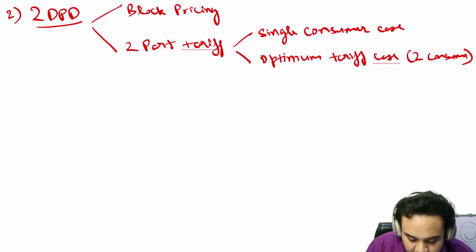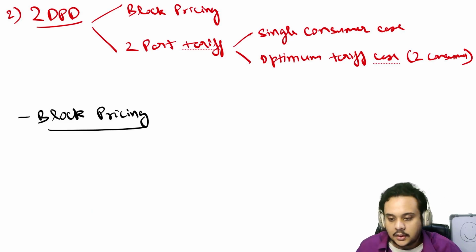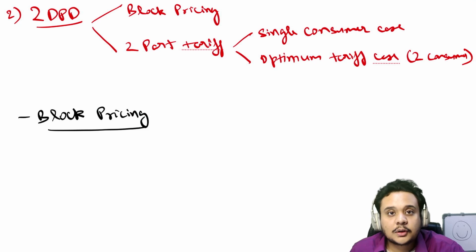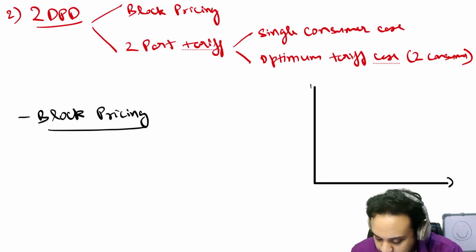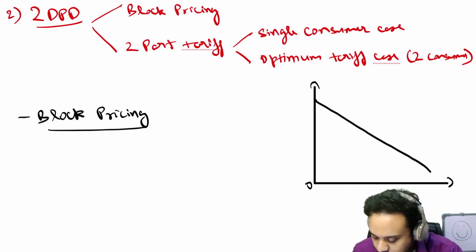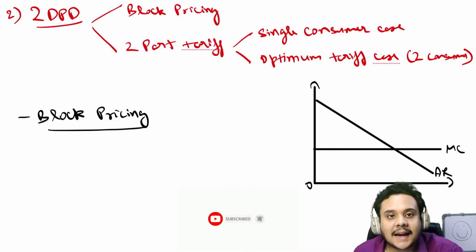Let me use a different color. I'll use black. We start with block pricing. Okay, what is this block pricing? So let us see graphically what we are trying to say. Okay, we are going to be drawing a downward sloping demand curve and a horizontal MC for simplification. Okay, so first let us try to understand what this block pricing really means.